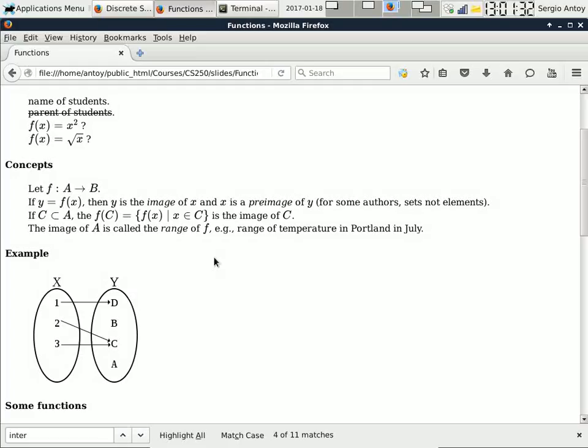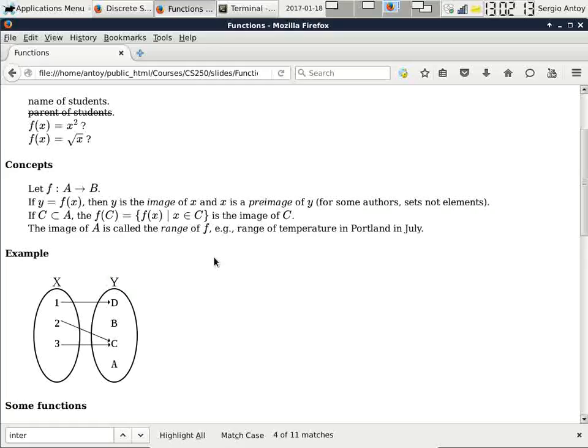Some authors don't like this, so they talk only about sets. You take sets on one side and sets on the other. This author takes elements on one side and elements on the other. The concept is very, very similar. Here now we will have the set C, and what is the pre-image of the set C? The set 2 and 3, right? What is the pre-image of the set C and A? Still the set 2 and 3, right?